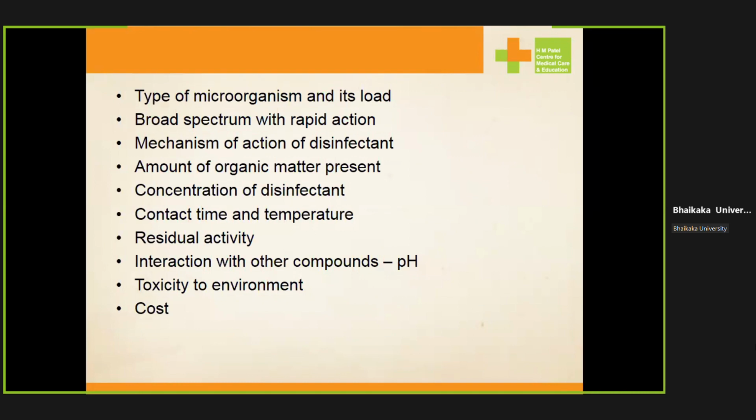Residual activity. There are certain disinfectants which have a residual activity, which means even after the exposure of your item to that disinfectant is over, the effect of that disinfectant stays on for a longer period of time. A very simple example: suppose I am wiping my table surface and trying to remove the dust particles present on these surfaces. If I'm not cleaning, the dust particles are again going to settle after certain hours.